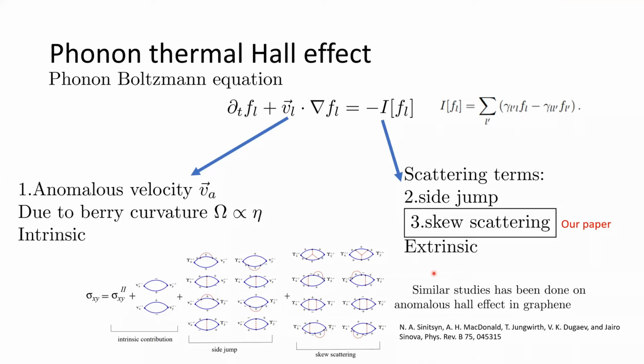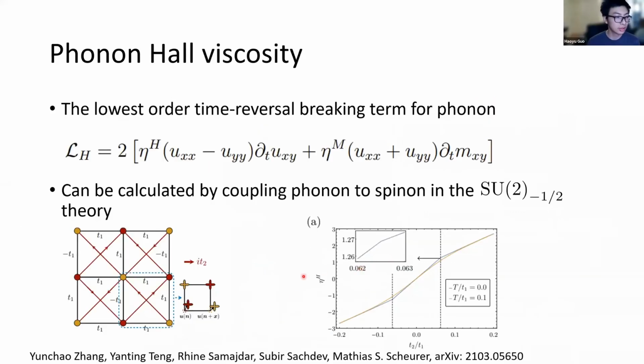Right, but are you going to comment or speculate at the end on what could be causing this Hall viscosity for the phonons, or is that an open-ended question? Yeah, I think there is a separate paper from our group that actually calculated this, when you couple the phonons to the spin angular momentum that I've mentioned before. So the time reversal breaking can actually be passed from electrons to phonons.